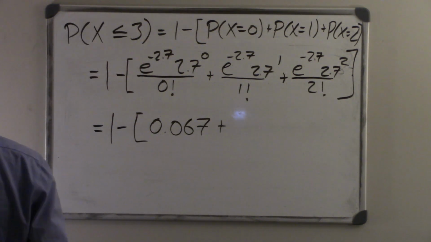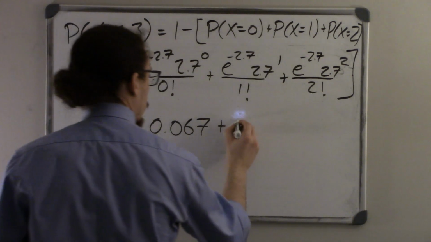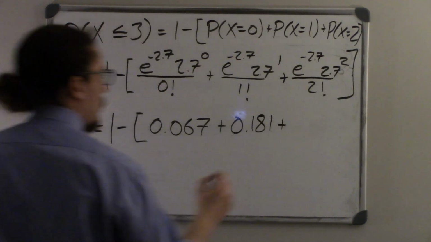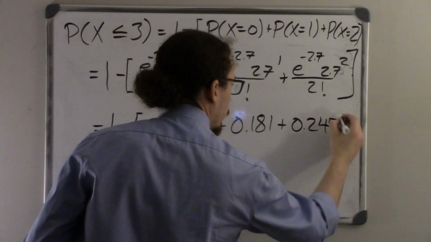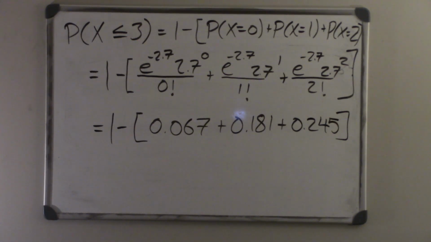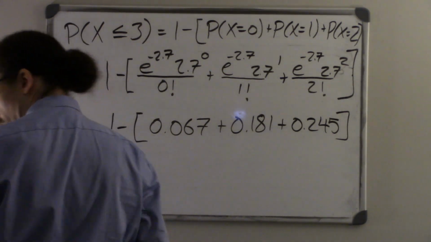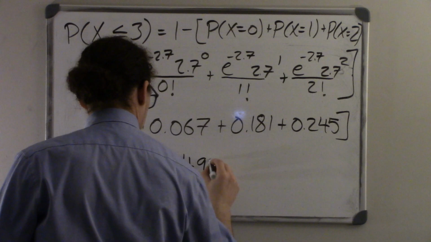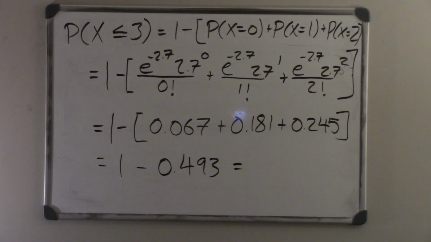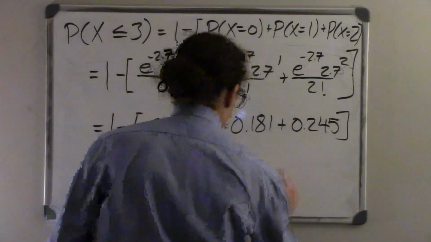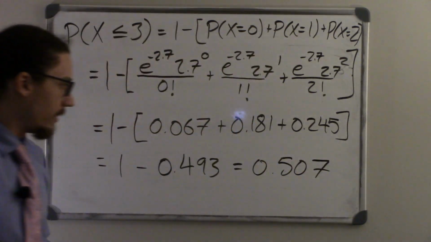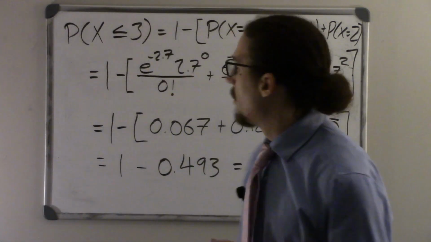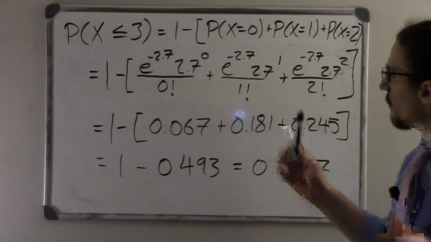So we get 0.067 for the probability that x equals 0, then 0.181 for the probability that x equals 1, and 0.245 for the probability that x equals 2. Once we've got that all together, did I write that out? No, I didn't, but I can backtrack. We're going to have 1 minus 0.493, so that's going to give us a final probability of 0.507. And so that's how we would calculate one of these problems.